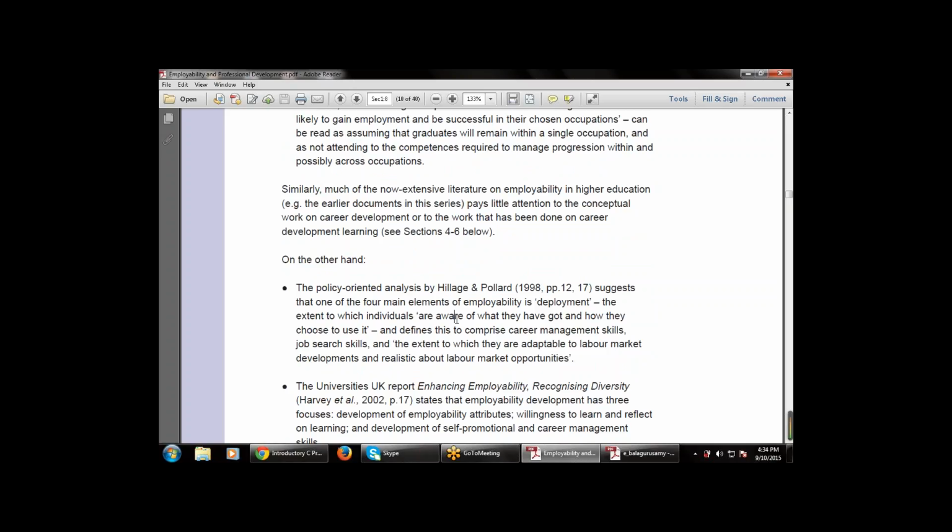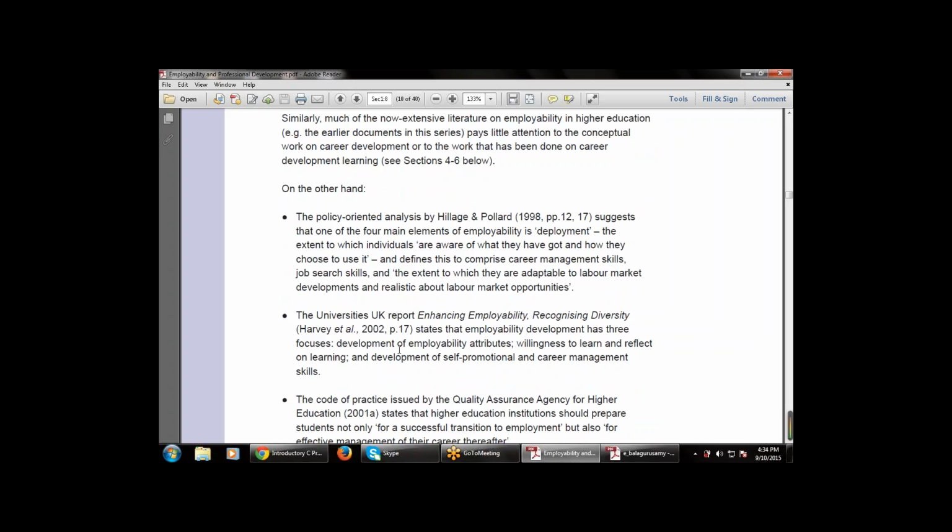That is a deployment, that is the extent to which individuals are aware of what they have and how they choose to use it. That is, what they have means their requirement and how they choose to use it in the environment. It defines this to comprise career management skills, job search skills, and the extent to which they are adaptable to labor market development and realistic about labor market opportunities.